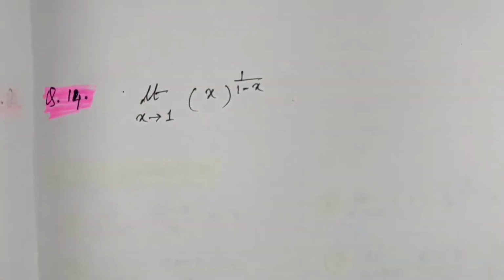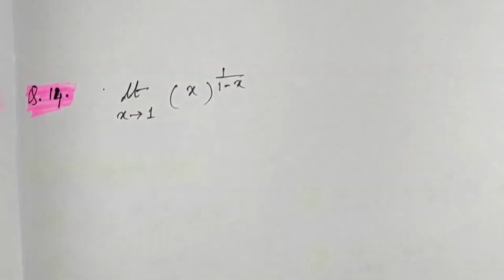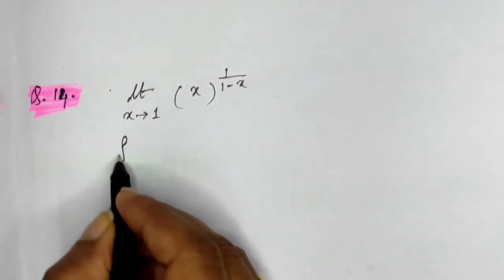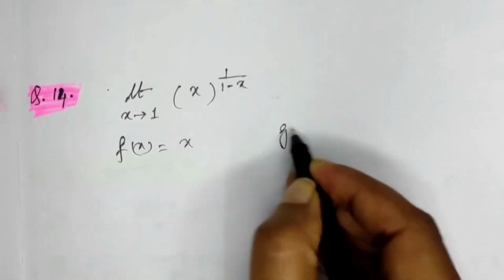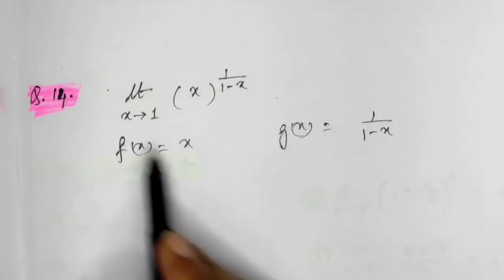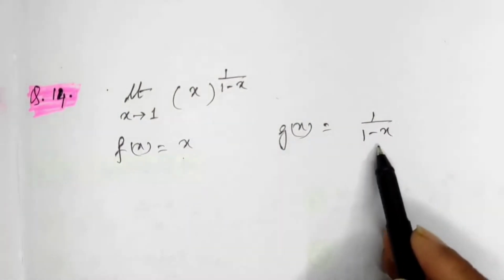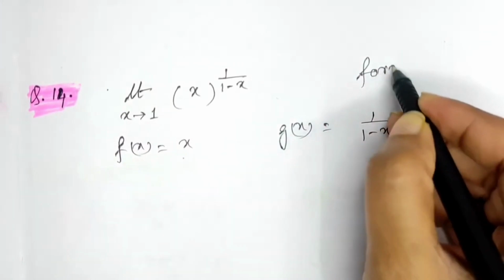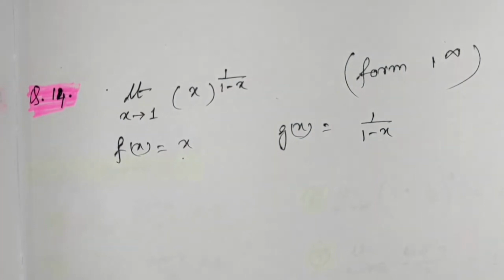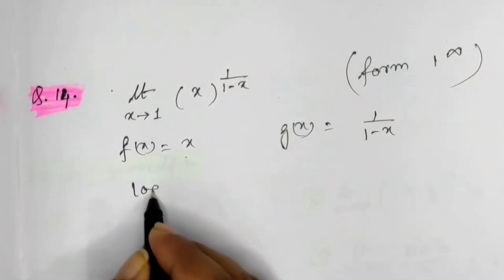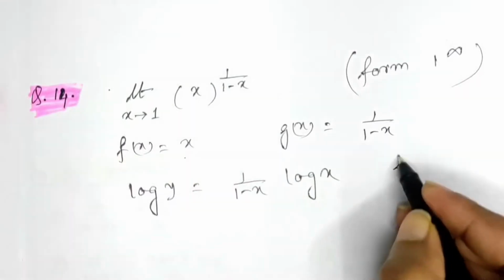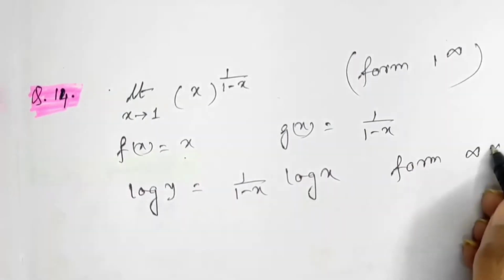And one last example for this lecture is x to the power 1 minus x, and the limiting value is x tends to 1. Here f(x) is equal to x and g(x) is equal to 1 by 1 minus x. When x tends to 1, this is 1, and this one is definitely infinity. It is in the form of 1 to the power infinity. Whatever forms of this type we find, we take the log on both sides, and after taking log, I will get log of x. So this is in the form of infinity into 0.